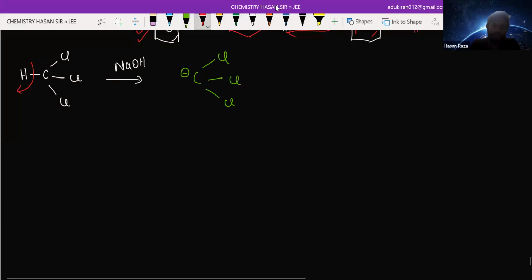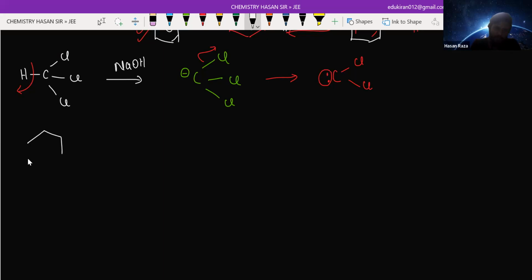Now this chlorine will leave. When chlorine leaves, there will be a positive charge because chlorine took the electron of carbon. So what I'm going to do? Chlorine, chlorine, and there will be 2 electrons left with carbon. This is the reagent that we use.